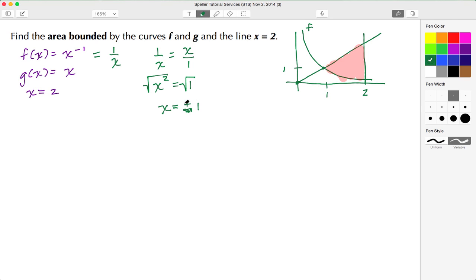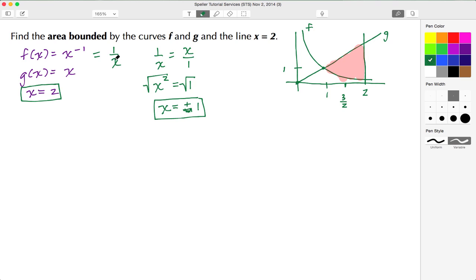So we see that our boundaries, or our limits, are at 1, and it was given that our other limit is at 2. Graphically, we can see that function g is above function f over the interval 1 to 2, but let's verify that. That's done by picking a point in between the interval. Let's pick the point 3 halves. 3 halves is also 1 and a half. And we're going to substitute 3 halves into both the f function and the g function. And we're expecting the g function to give us the larger value because it is at the top.